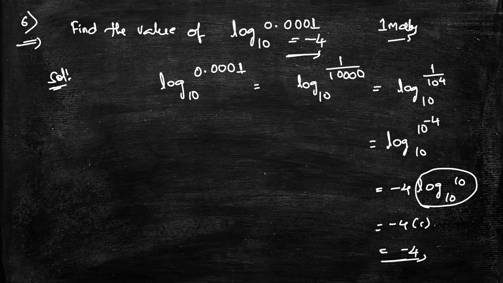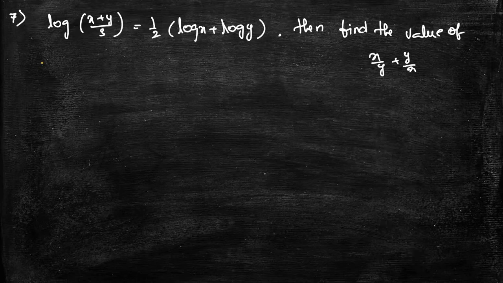Now moving to the next question. Dear students, this is also the 7th question here. Log of (x plus y) by 3 is equal to 1 by 2 into (log x plus log y). This comes for your 2 marks question or 4 marks question. Please concentrate and practice here twice or thrice. Okay, this type of question. Now start with this question. Solution. Start with this solution.